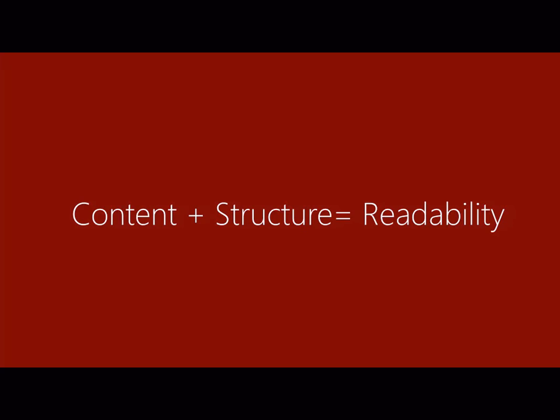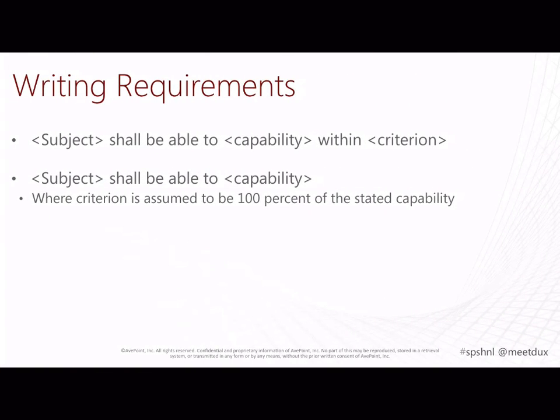For me, and again, this is just a tip, the way I would write requirements is very simple but straight to the point. When you write requirements, make sure that your content is structured so it's easy to read. So this is the form I follow, and it doesn't matter if it's business, user, or technical: subject shall be able to do a certain capability within a certain criteria. Because if you just say a subject shall be able to do some capability, that means it's going to work 100% of the time.